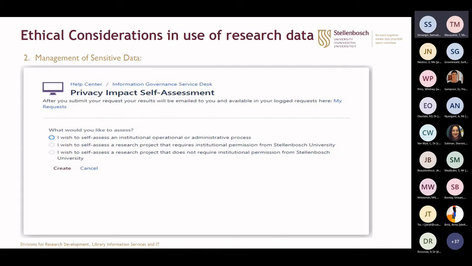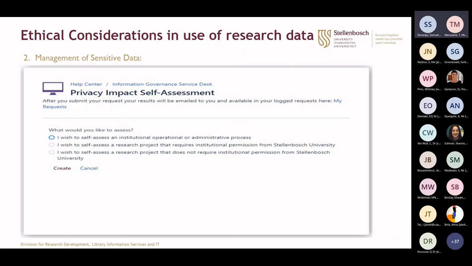The main thing that is mentioned relates to the management of sensitive data. So the RDM regulations stipulate that whenever research data are collected from human participants, the researchers in question need to make sure that they conduct some kind of risk-associated disclosure assessment during, before, and after the research. And the regulations explicitly mention that a privacy impact self-assessment can actually be conducted.